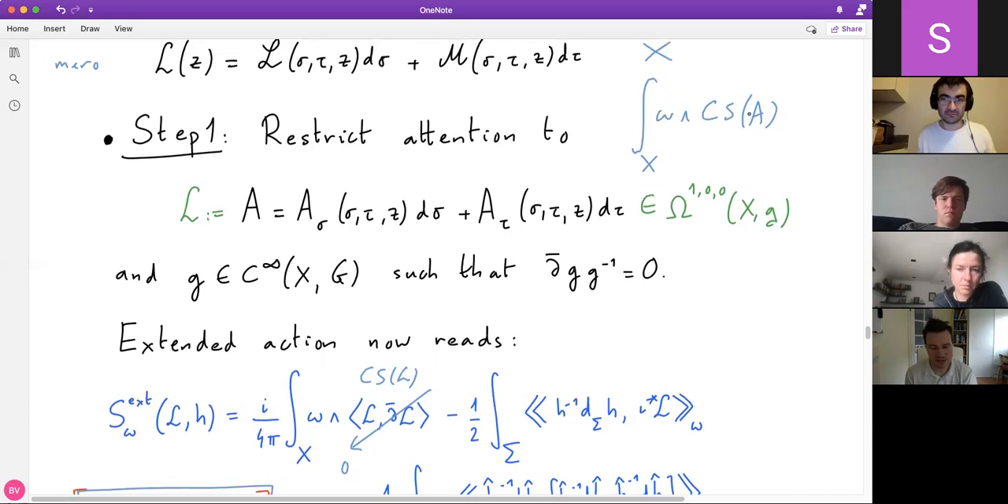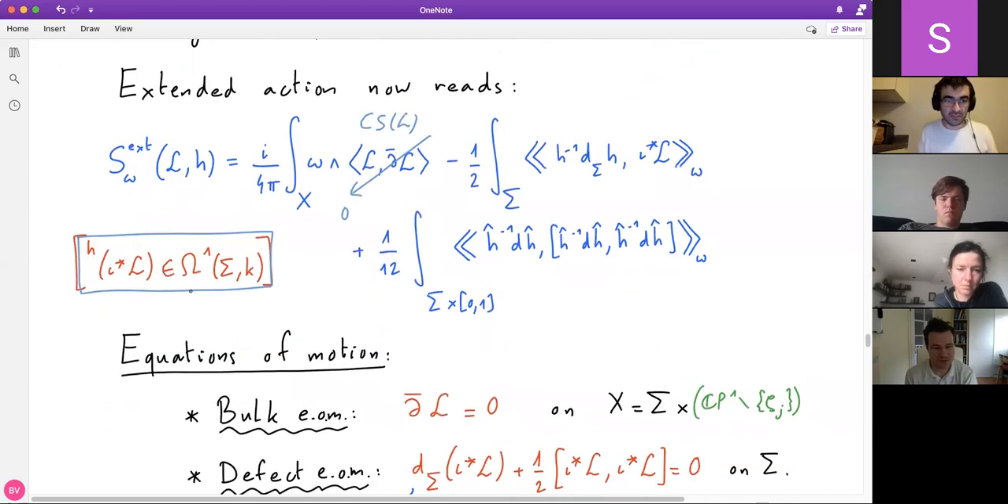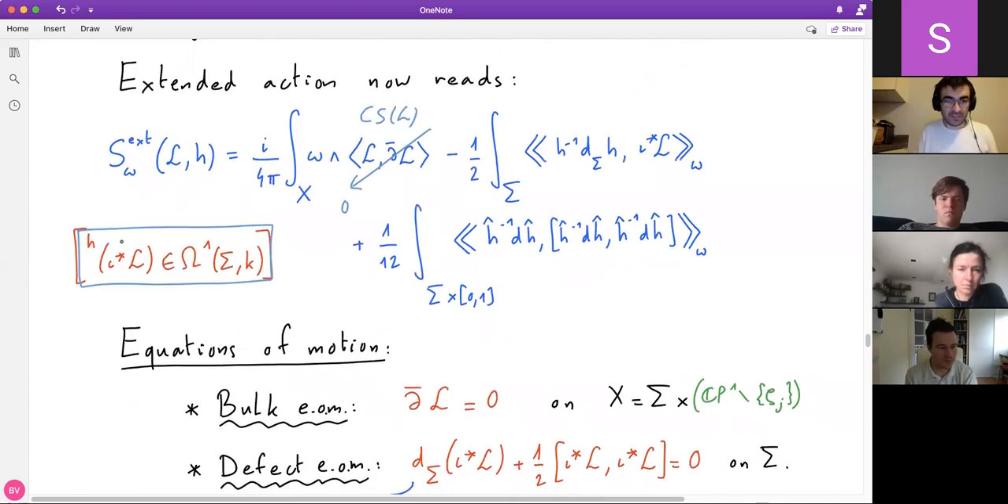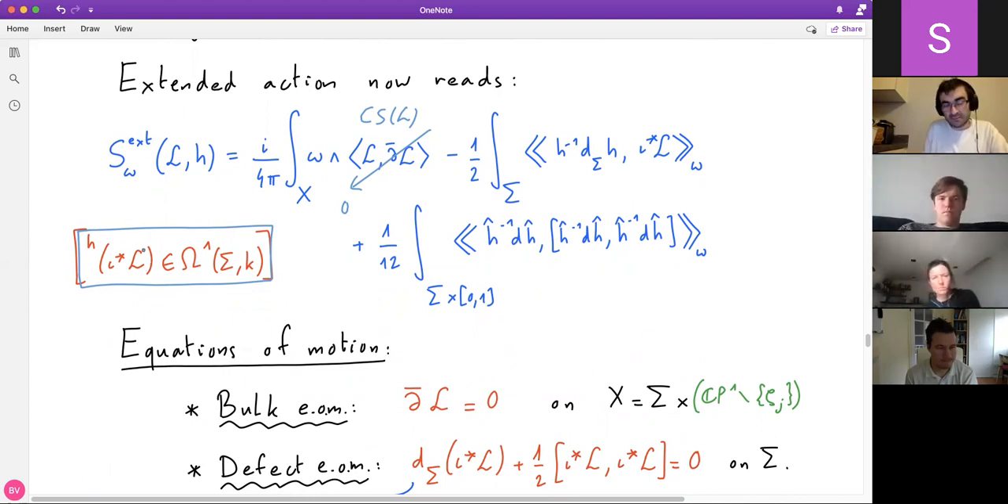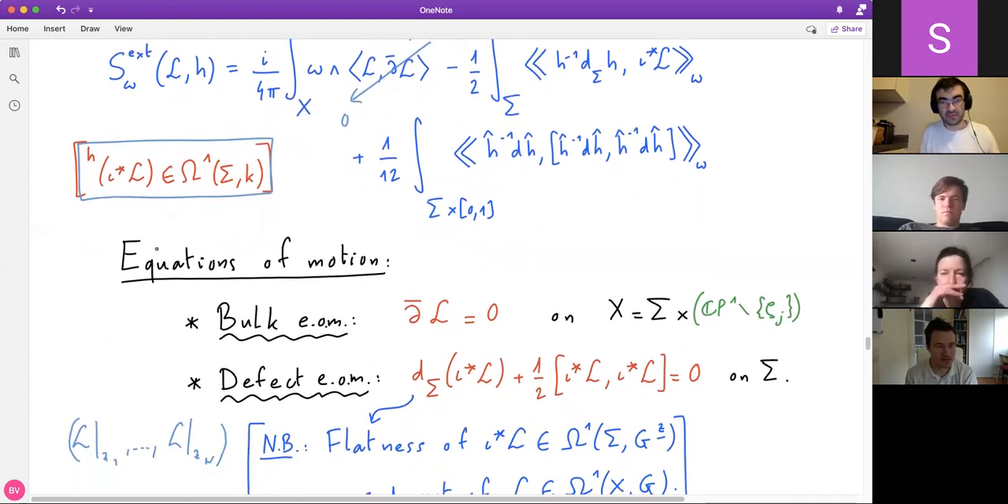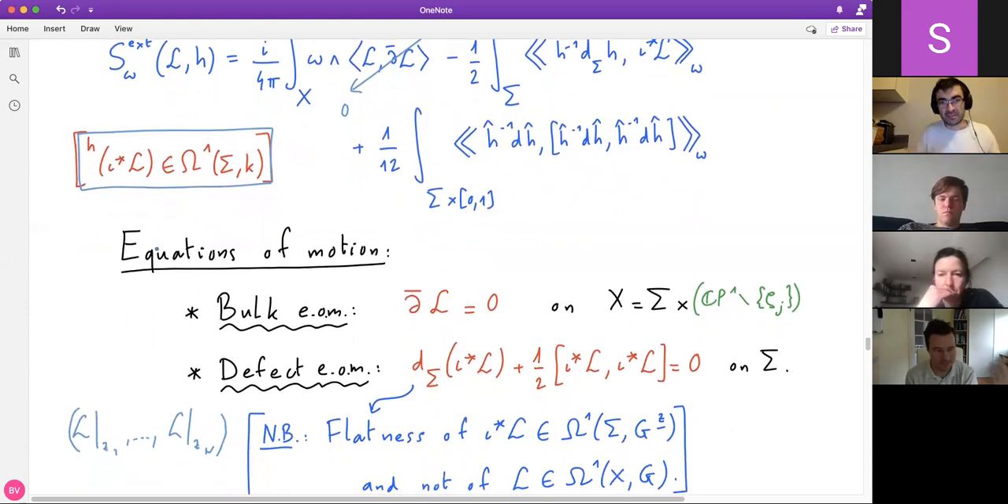And what is the constraint we're solving now? This was a crucial part of the homotopy pullback. Remember that the homotopy pullback tells you that the pullback of the connection A in the bulk to the defect is not valued in K, but it's valued in K up to gauge transformation by the edge mode. So this is a constraint. It's a relation between the Lax connection and the edge mode. And what we want to do is solve this constraint, find some explicit solution.